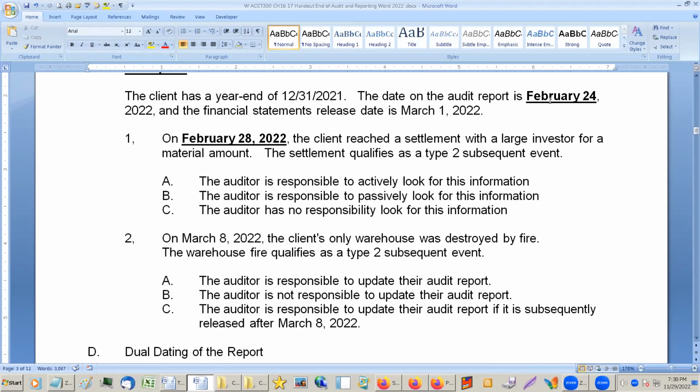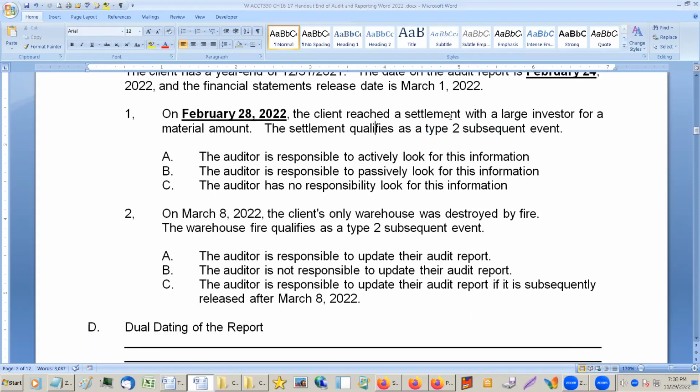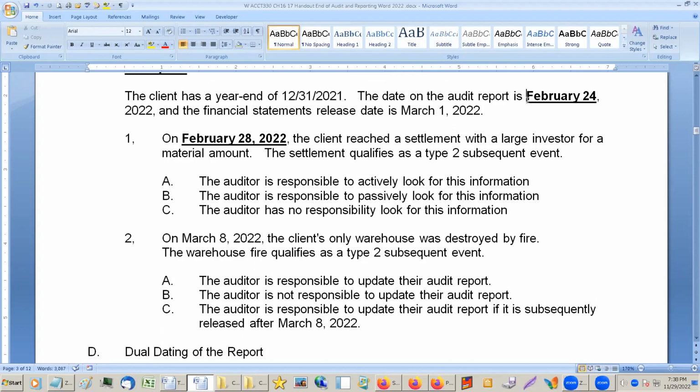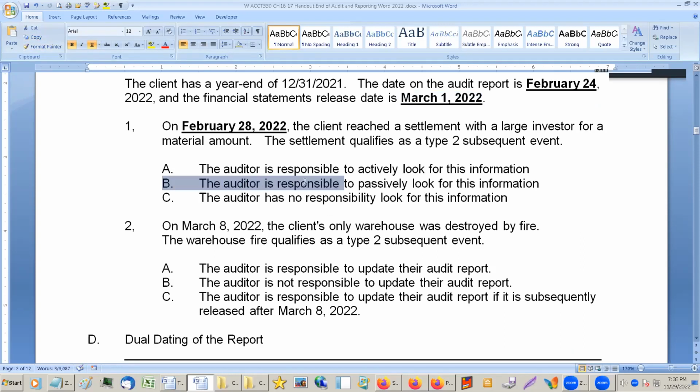So the last day of fieldwork was the 24th. On the 28th, they reached a settlement with a large investor, and this qualifies as a type 2 subsequent event. This is actually going to be passive. The date of the audit report is the 24th. They haven't released it until here, but they are required to look for that passively, because it is after the last day of field work.